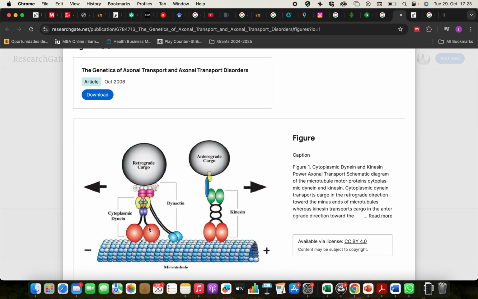So this is basically dynein, and dynein only walks in one direction, towards the nucleus. Kinesin is basically another molecular motor that only walks towards the cell membrane. So which molecular motor is used depends on where the vesicle needs to be transported. If it's towards the nucleus, dynein. If it's towards the cell membrane, kinesin.